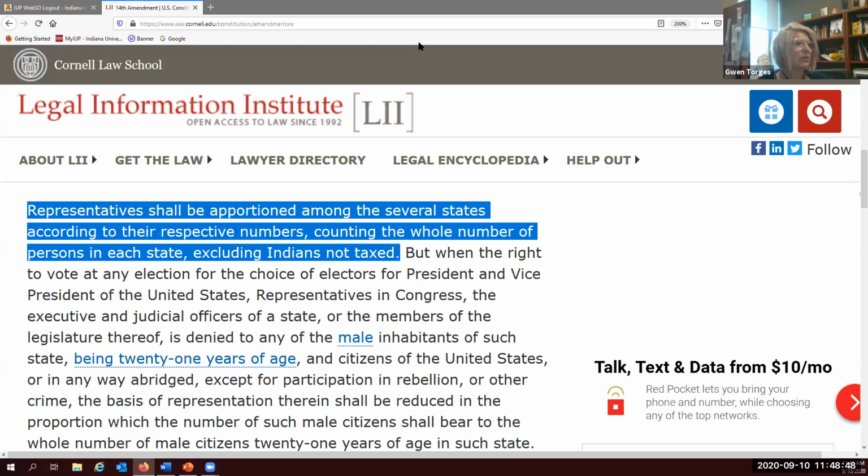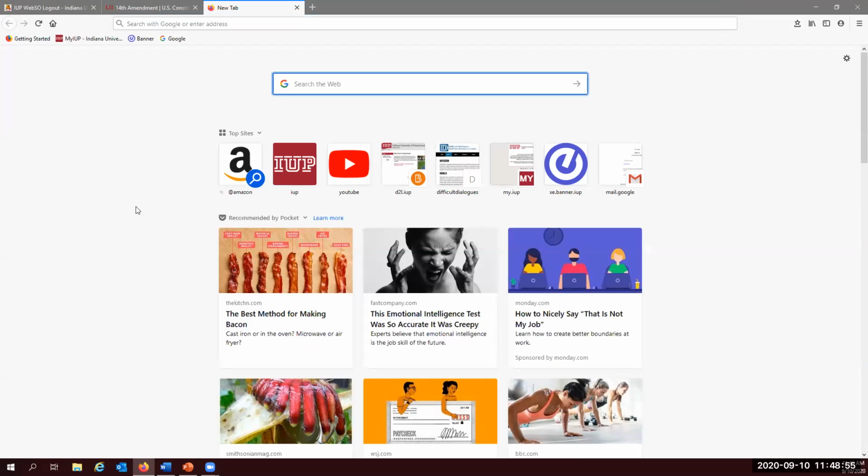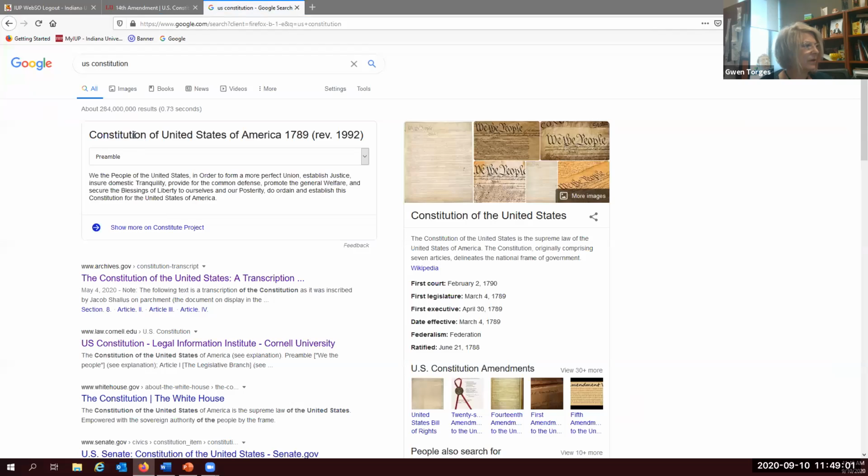Because if we go to, and let's... Oh, is this getting rid of the 3/5? Yes, absolutely. It's getting rid of the 3/5 clause.